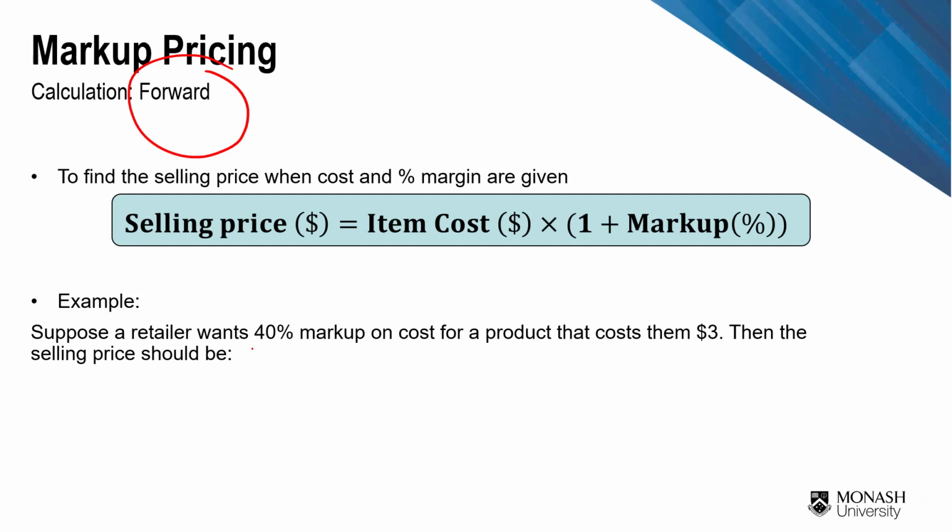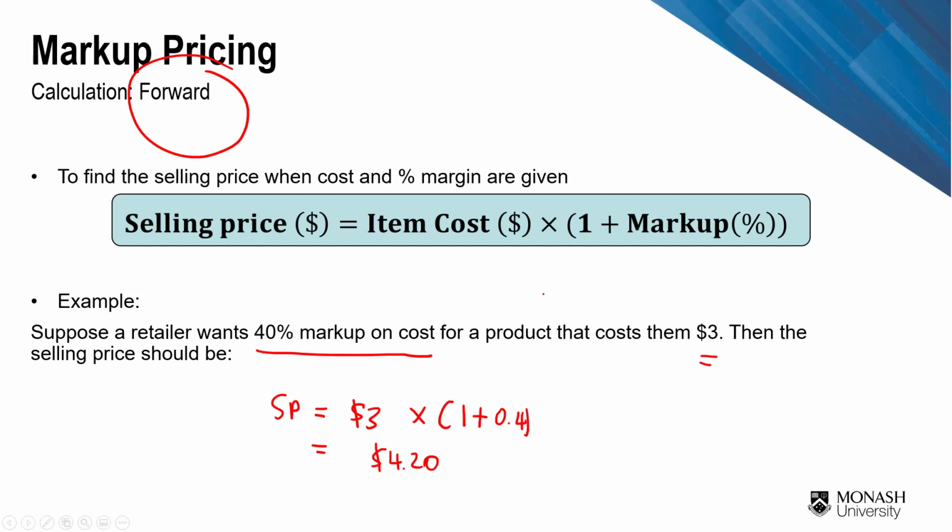So let me give you an example right here. Suppose a retailer wants a 40% markup on costs on a product that costs them $3. Then the selling price would be how much? So the selling price is going to be $3, which is your item cost, times 1 plus the markup. So that's 0.4. So that's going to be $4.20. Okay, so I'm just going to follow this formula.